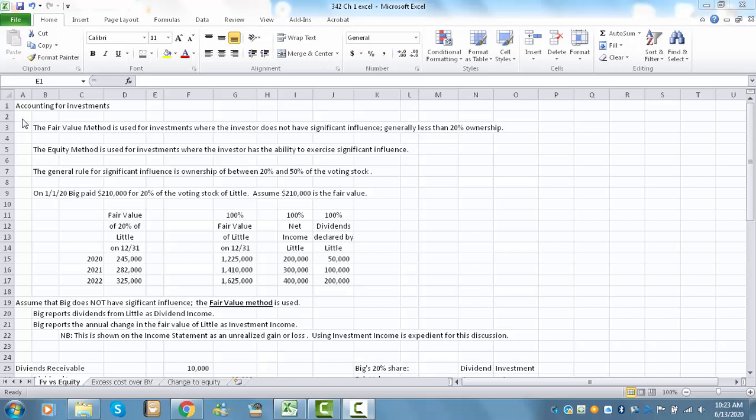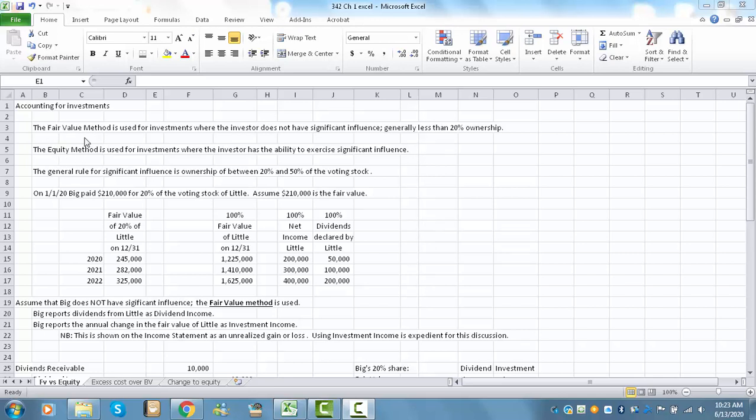So for this chapter, we're going to be accounting for investments. The fair value method is used for investments where the investor does not have significant influence, doesn't really have enough people on the board of directors to make a difference in the direction that the board of directors wants to go. And that's generally less than 20% ownership. The equity method is used for investments where the investor has the ability to exercise significant influence. And that's generally between 20 and 50% of the voting stock, because now they'll have between 20 and 50% of their own people on the board of directors.